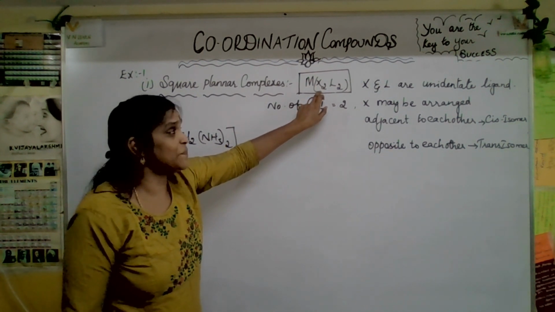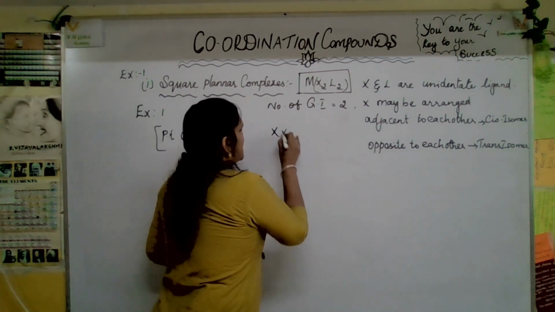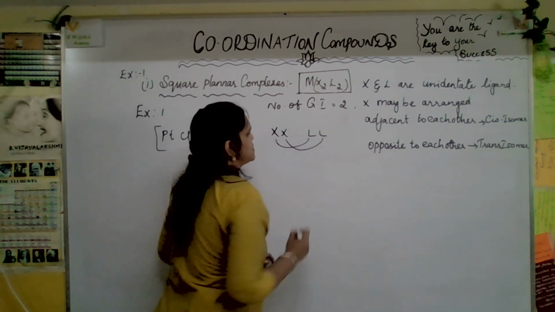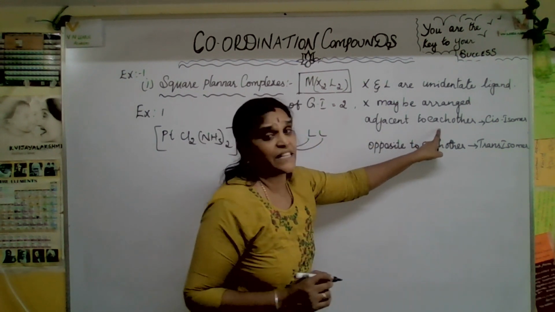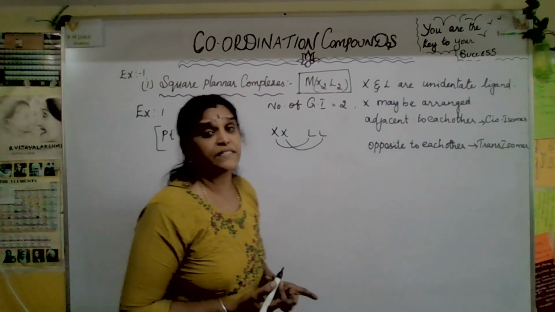Such kind of Mx2L2 means two isomers. How? Like X and L. So this is one isomer opposite. That means X may be arranged adjacent to each other, that is cis isomer. Opposite to each other, that is trans isomer.